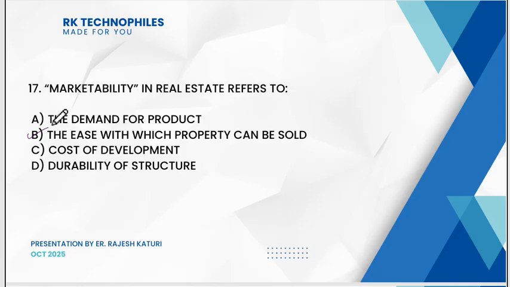Demand is actually a component of the marketability, not the same. Demand is part of the marketability. If there is a demand, the marketability will be fine and it will be fast, but it may not be 100% marketability. The second one is the ease with which property can be sold. That means ease means everything will favor it. C is cost of the development. It is actually cost means construction expense. We have discussed it. D is durability, longevity, affecting value, not marketability. Durability means longevity.